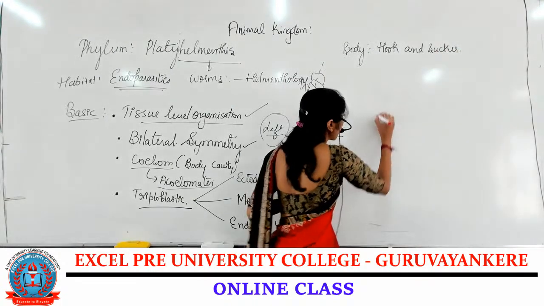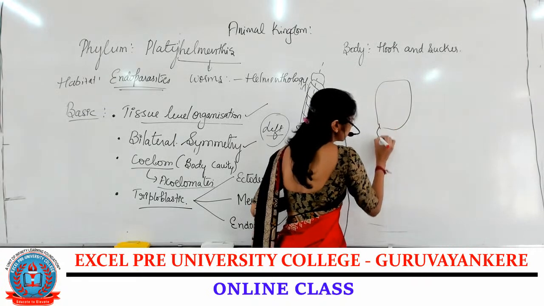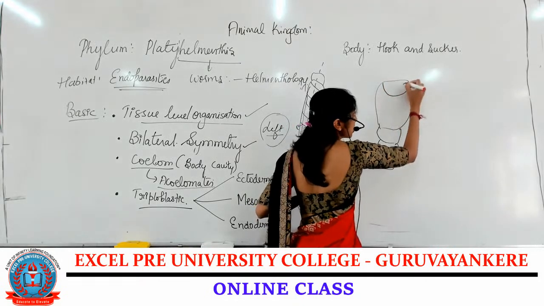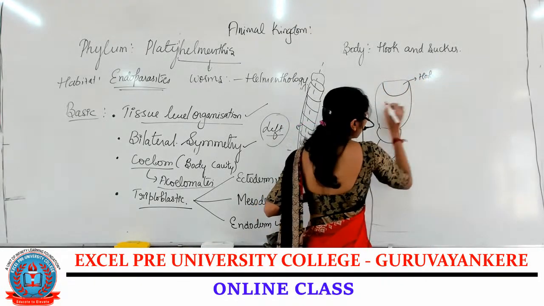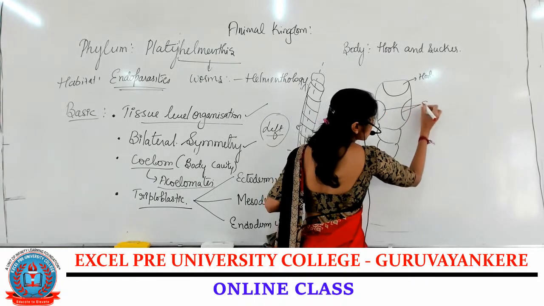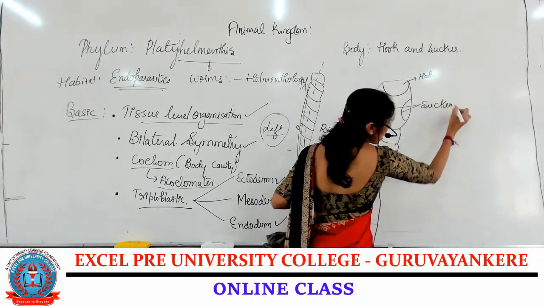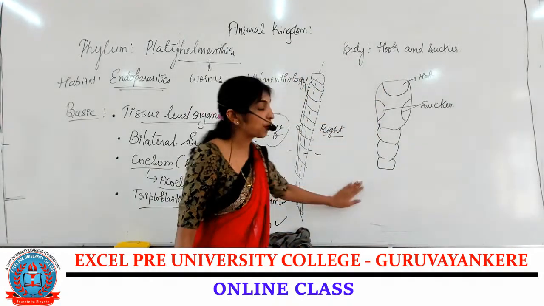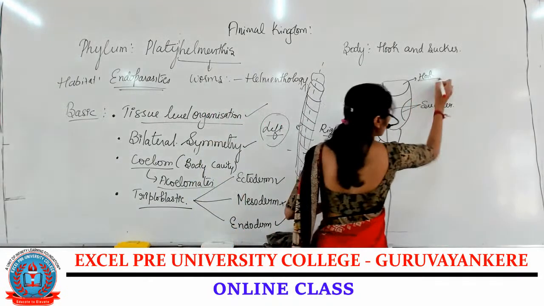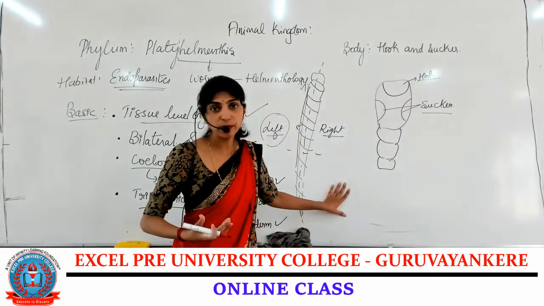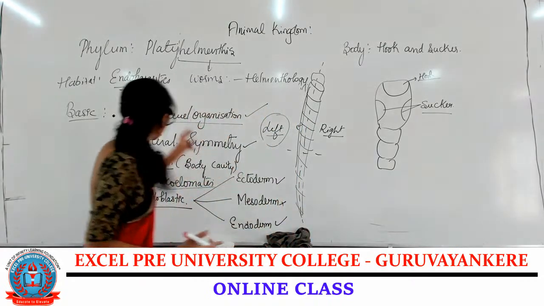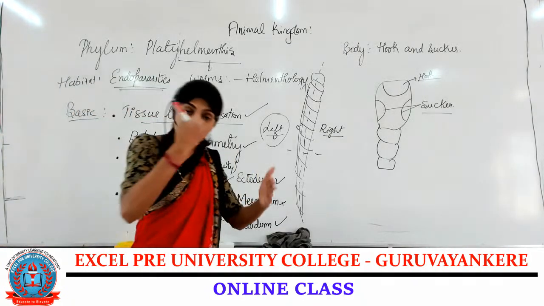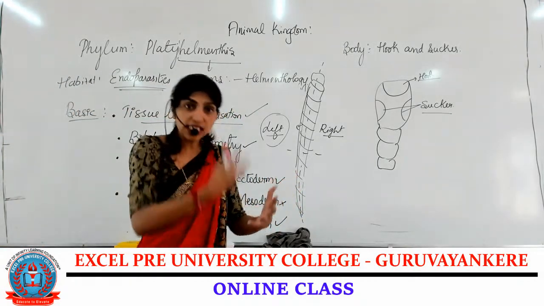Consider this is an organism, this is the head region and this is the tail. In their body, in this region, it is called a hook, and they have suckers present. Their body consists of hooks and suckers. Now, why do they have these hooks or suckers? For what purpose? We know their habitat: they are mainly endoparasites, that means they live inside the host body.